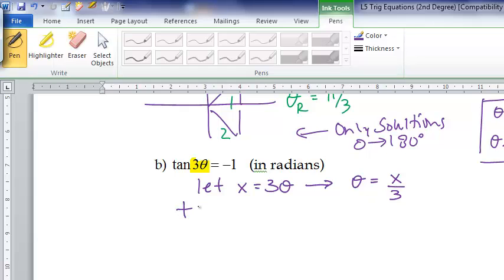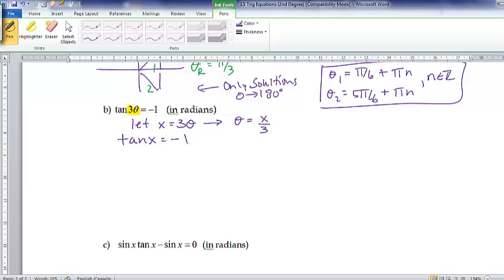So if I plugged in n equals 0, I would get 0 degrees. If I plugged in n equals 1, I would get pi. If I plugged in n equals 2, I would get 2 pi, and so on, and I'd get all my solutions in there.